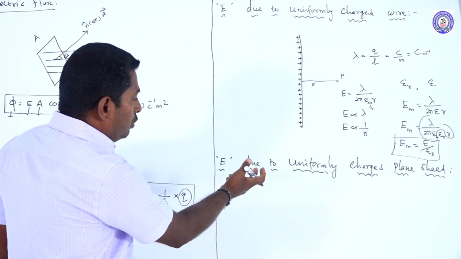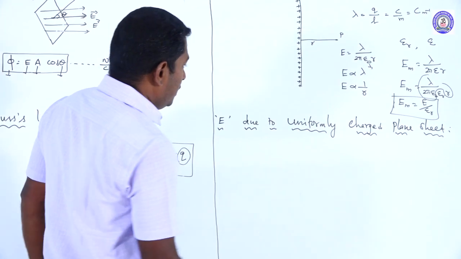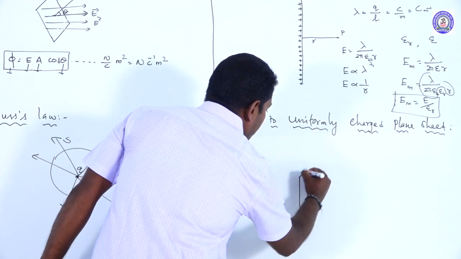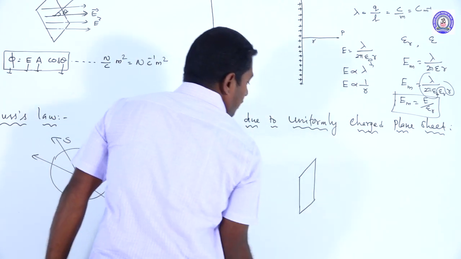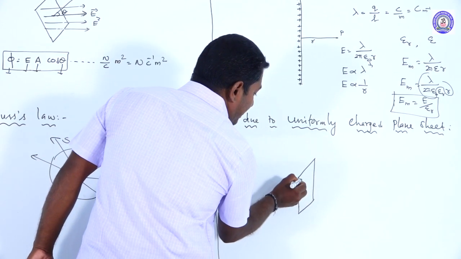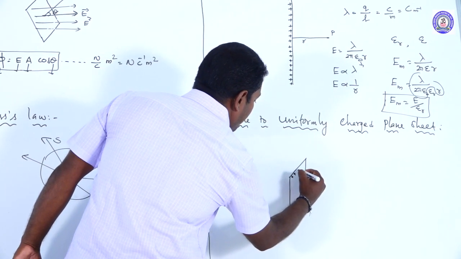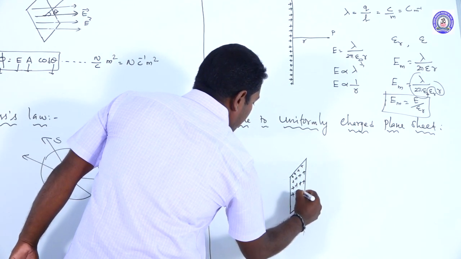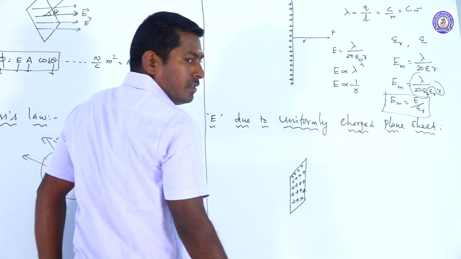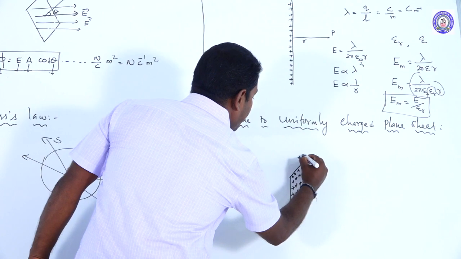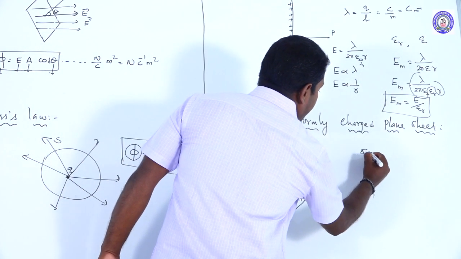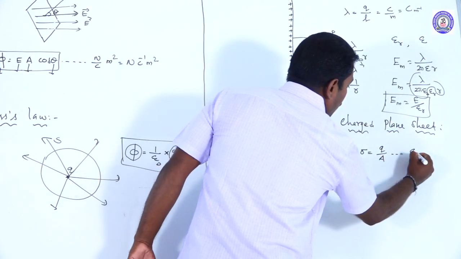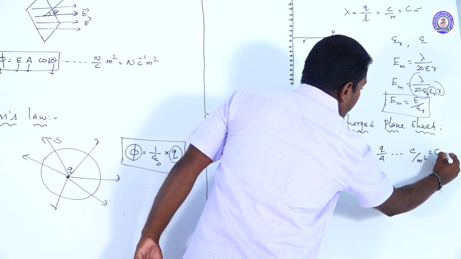Then the electric field due to a uniformly charged plane sheet. Let us consider a charged plane sheet. On its surface it possesses a positive charge, and all the positive charges are uniformly distributed on its surface. It possesses a surface charge density plus sigma. Surface charge density sigma is defined as charge per unit surface area. The SI unit is Coulomb per meter square or Coulomb meter power minus 2.